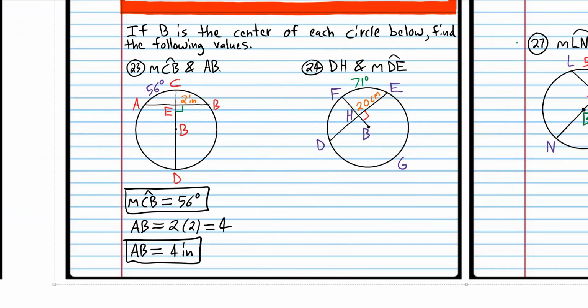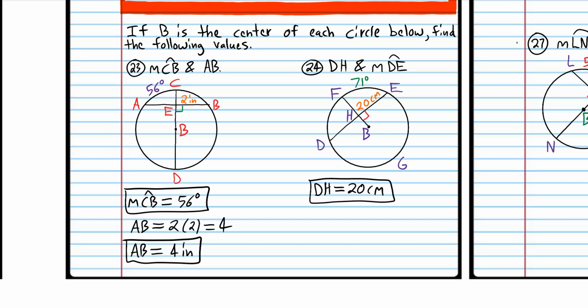On the next problem, so DH. First of all, this is a radius because it's going through the center B. We were told that B is the center, and it's also perpendicular to this chord. So that means FB bisects DE. And also it bisects the corresponding arc. So that means that DH is equal to 20 centimeters. If this is 20 centimeters, then this must be 20 centimeters also.